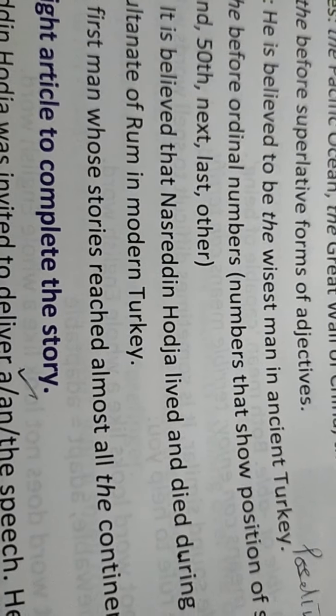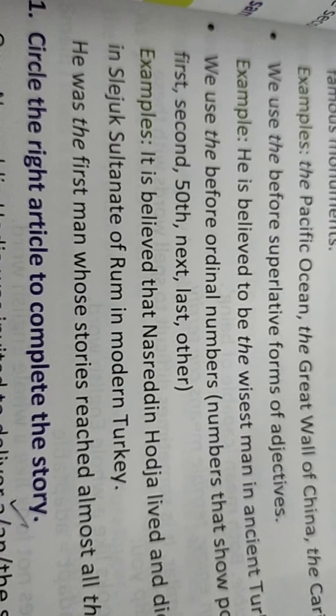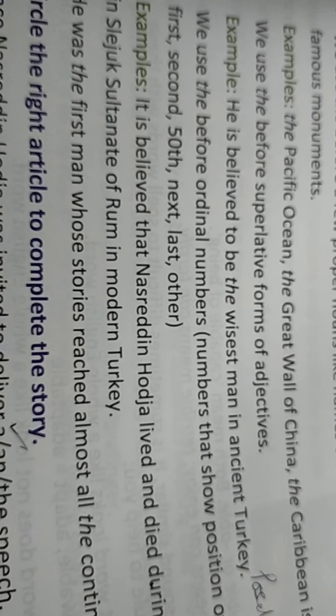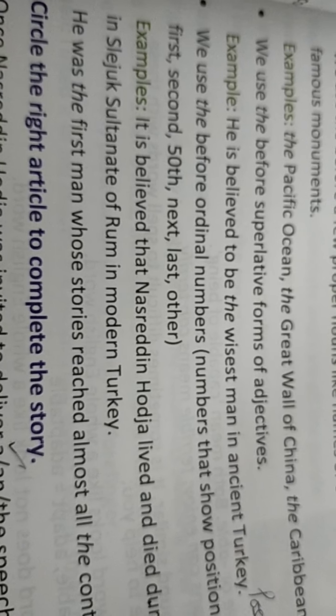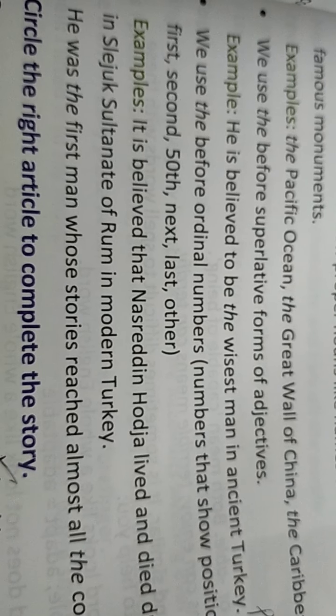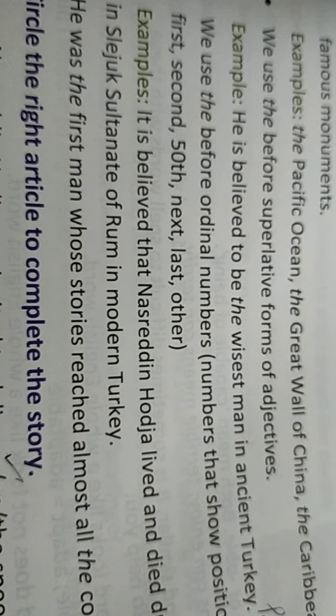Here wisest is the superlative form of wise, so here also we use the. We use the before ordinal numbers which show position of something in a list, like first, second, 50th, next, last, other. So they are ordinal numbers. The numbers 1, 2, 3, 4, 5 are cardinal numbers. If you say I am in class 5, it's correct. But if you say I am in class 5th, this is wrong, because 5th shows that you are 5th in a row. But here you are in a higher class. So you'll say I am in class 5 or standard 5. Never say I'm in fifth or fourth. Say I'm in class 5.